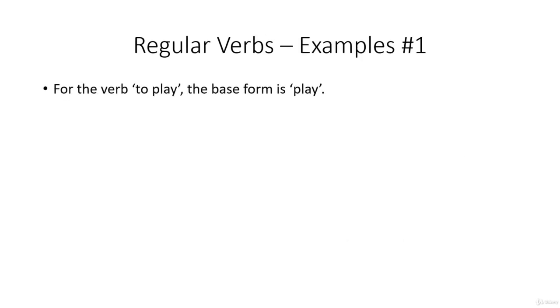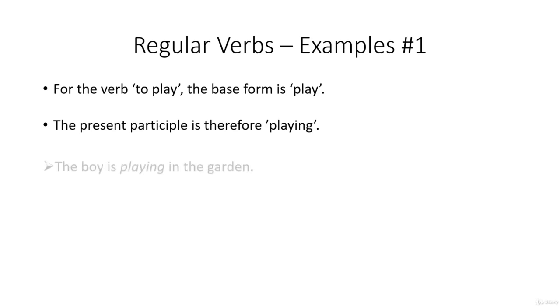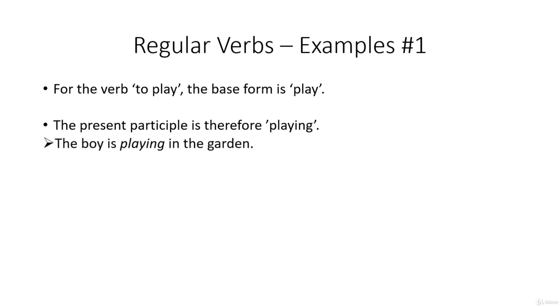Let's take the word to play as our first example. So from the verb to play, the base form is then play. The present participle is therefore playing, i.e. the boy is playing in the garden. The past tense is then played, so the base form plus ed.